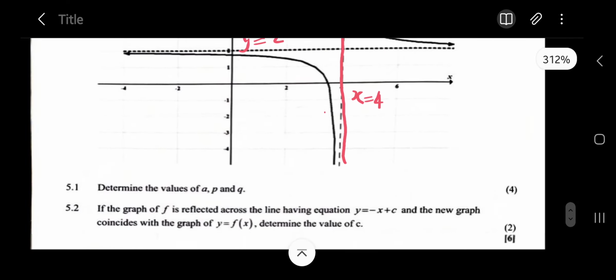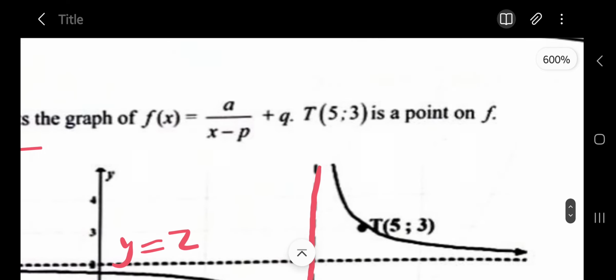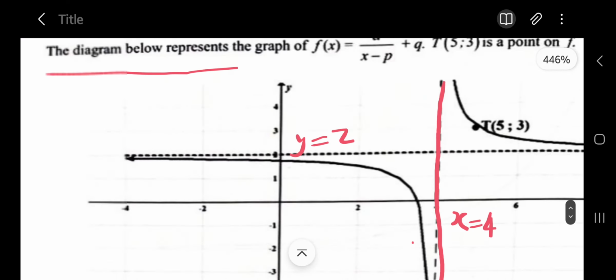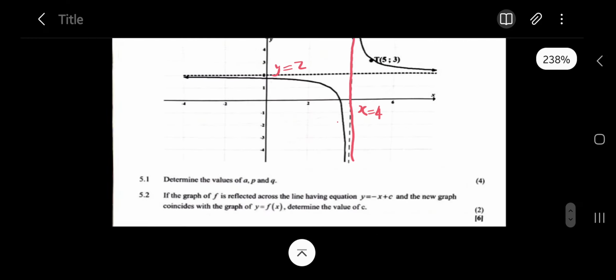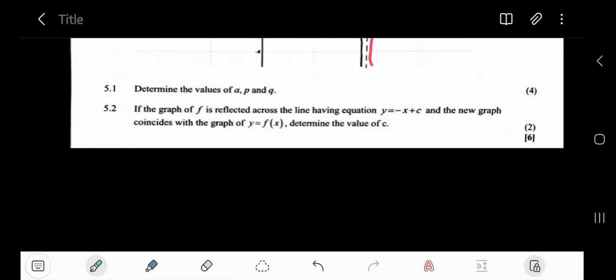So let's go. We understand that the value of q, straight away, represents our horizontal asymptote. So our horizontal asymptote is what? y is equal to 2. So we can therefore start with it and say that q is equal to 2.